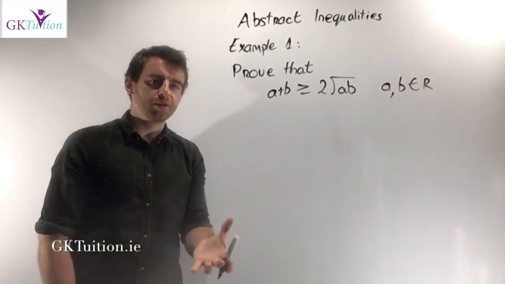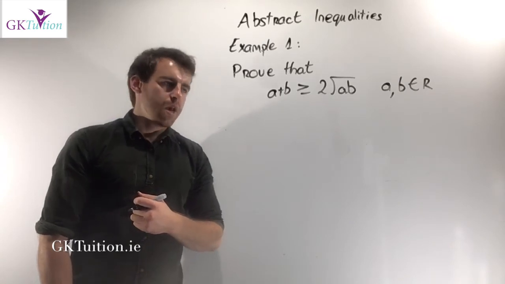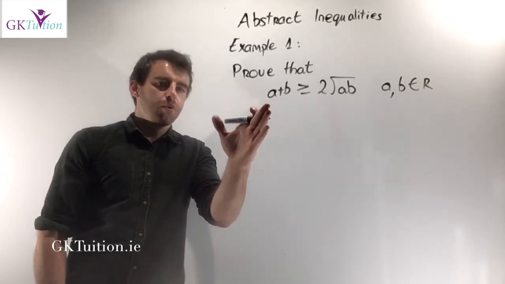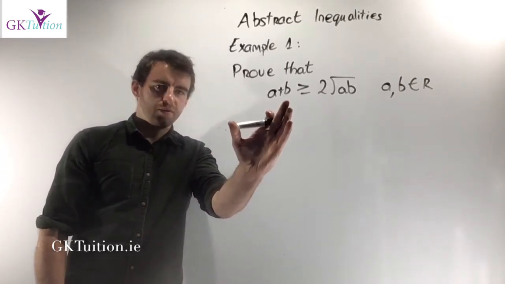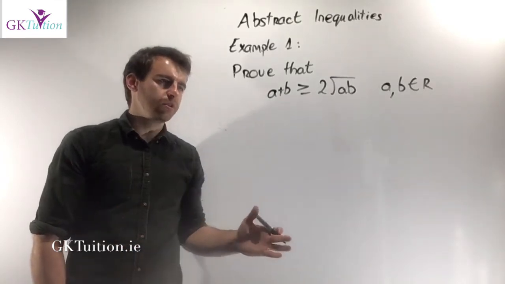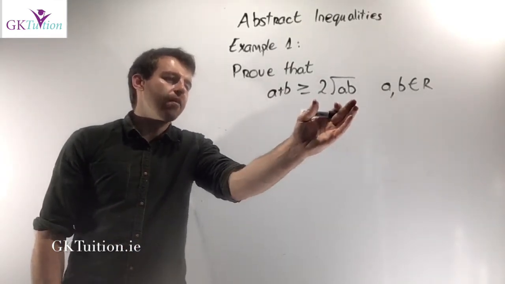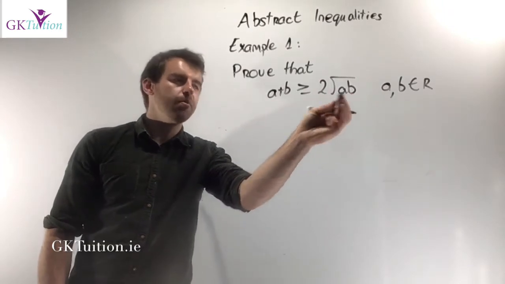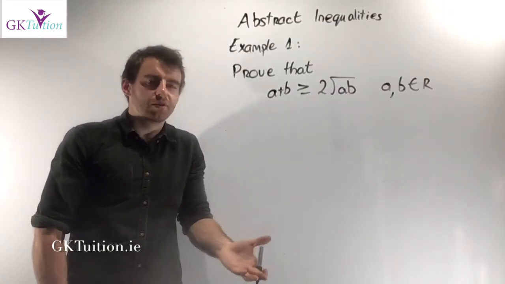We're talking about real numbers in these questions. Now, if you don't know what the value of a is and you don't know what the value of b is, it is impossible to prove that a plus b is bigger than a by b or anything like that. It just can't be done.